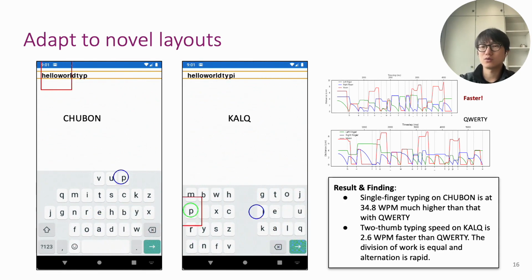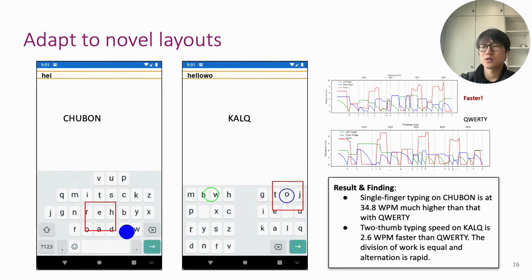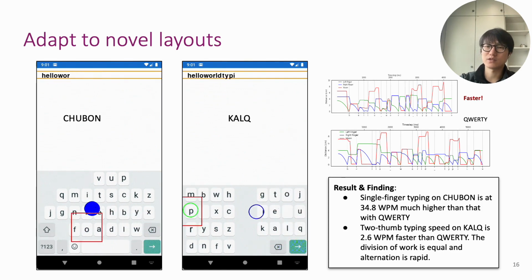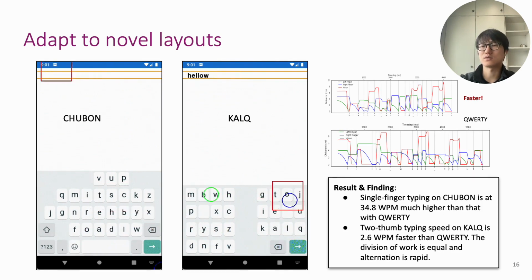We tested how the model adapts to two novel keyboard layouts, Trubone and Calc, for one- and two-finger typing respectively. The Trubone layout is optimized specifically for one-finger typing, and Calc is a layout with a proven ability to improve the efficiency of two-thumb typing.